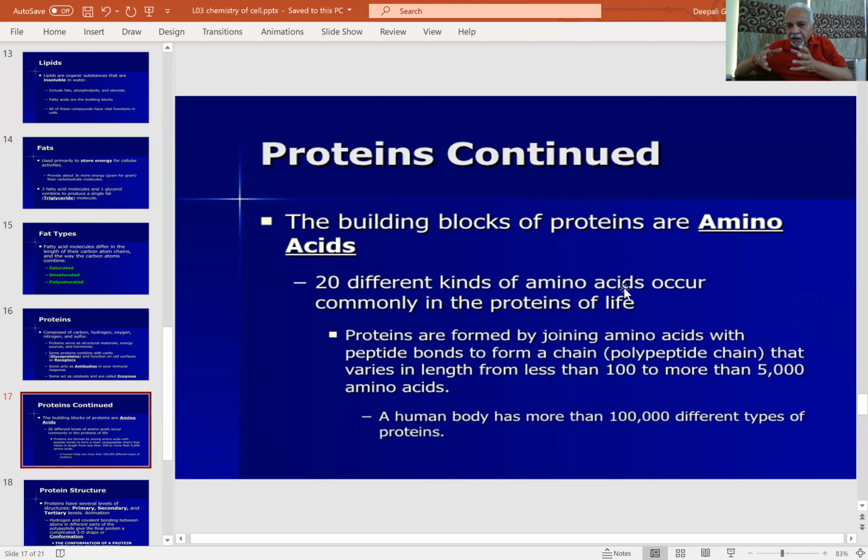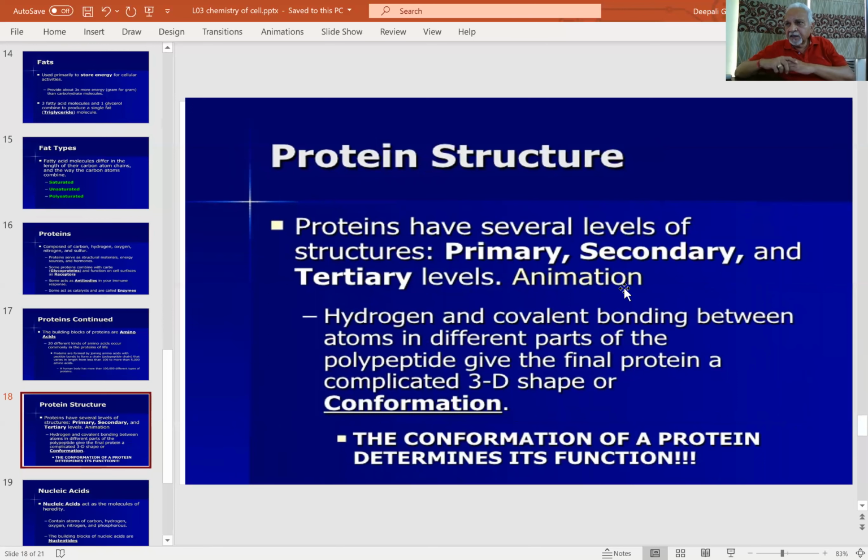Again, these are only 20 amino acids which are present, starting from bacteria to humans, which make proteins. And these proteins have different structures: primary, secondary, tertiary, and quaternary.